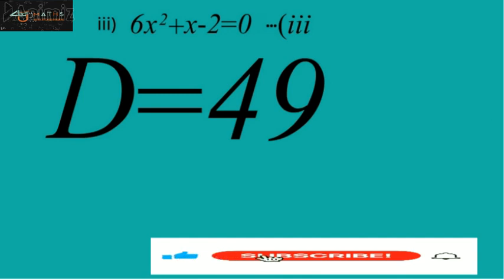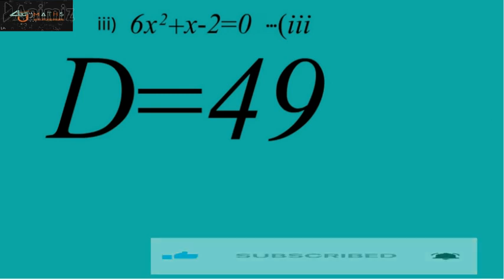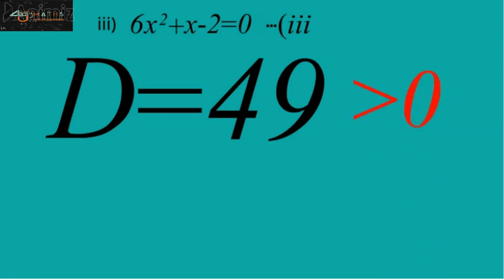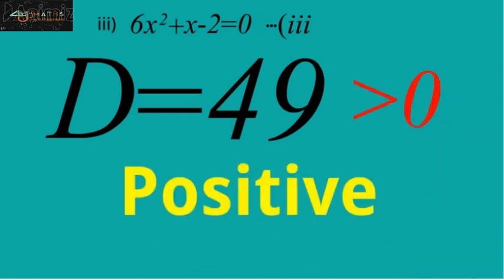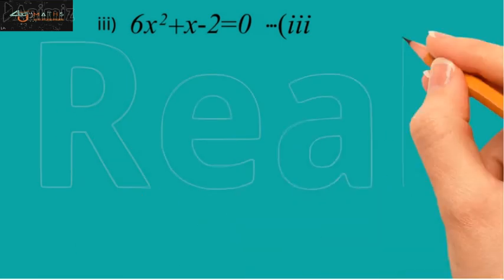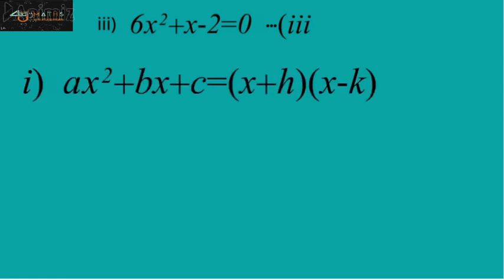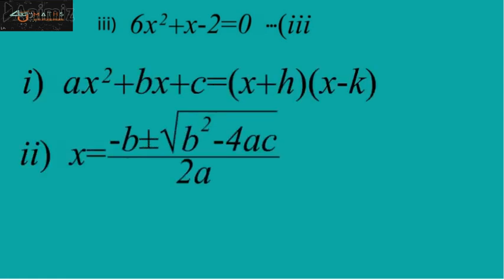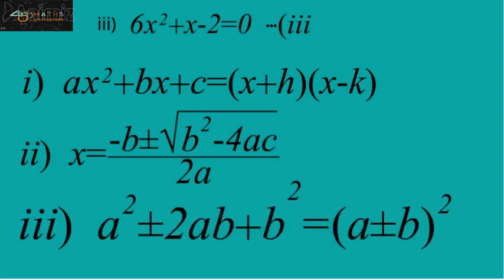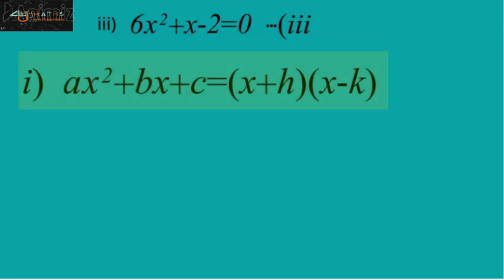Now let us glance at the value of the discriminant, which is greater than 0, that is positive. As we know the result, if the value of the discriminant is greater than 0 or equal to 0, that is, if it is either positive or 0, then the roots will be real. As the discriminant is a perfect square, we can solve the given equation by either of the following methods: by factorization, or by using the quadratic formula, or by the completing square method. So here we choose the factorization method.